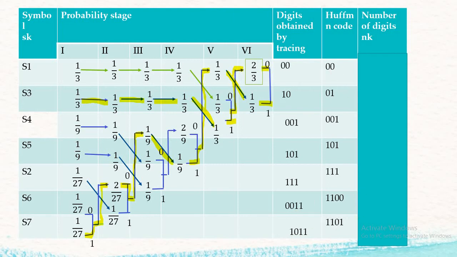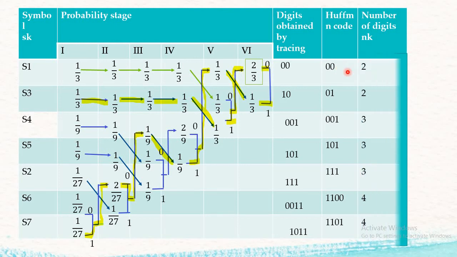So once the Huffman code is with us, our next task is to find out the number of digits. The number of digits is nothing but the number of bits present in a code word. So for the second it comes out to be 2, 2, 3, 3, 3. For the last it is 4 and 4. So once we are done with all these values, our next task is to find out the efficiency.